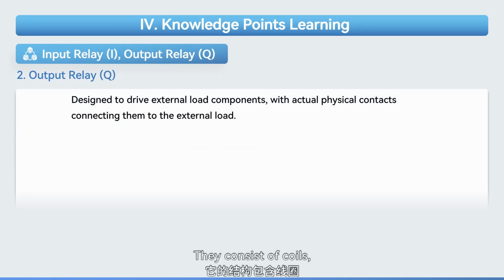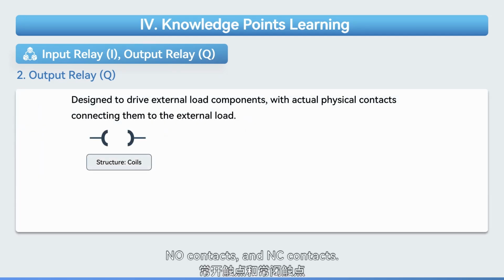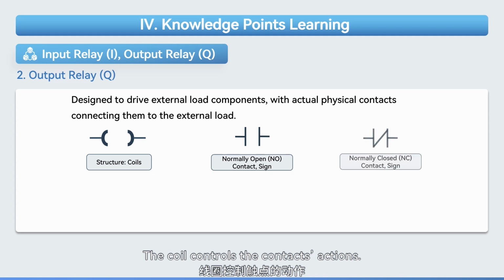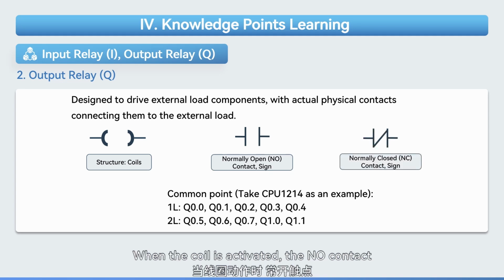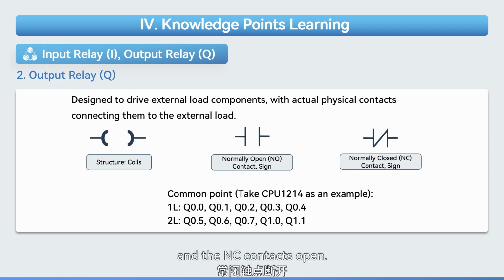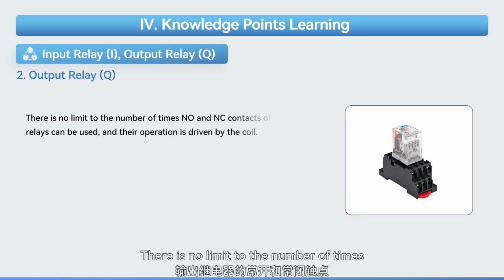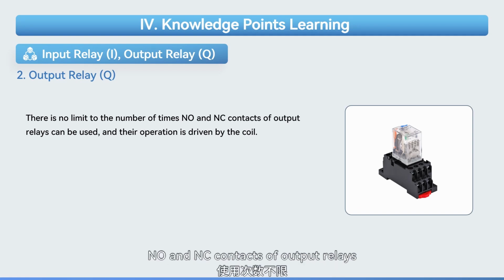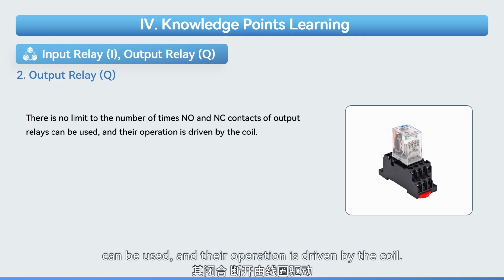They consist of coils, NO contacts, and NC contacts. The coil controls the contact's actions. When the coil is activated, the NO contact and NC contact will act accordingly. When the coil is energized, the NO contacts close and the NC contacts open. Conversely, when the coil is de-energized, NO contacts open and NC contacts close. There is no limit to the number of times NO and NC contacts of output relays can be used, and their operation is driven by the coil.